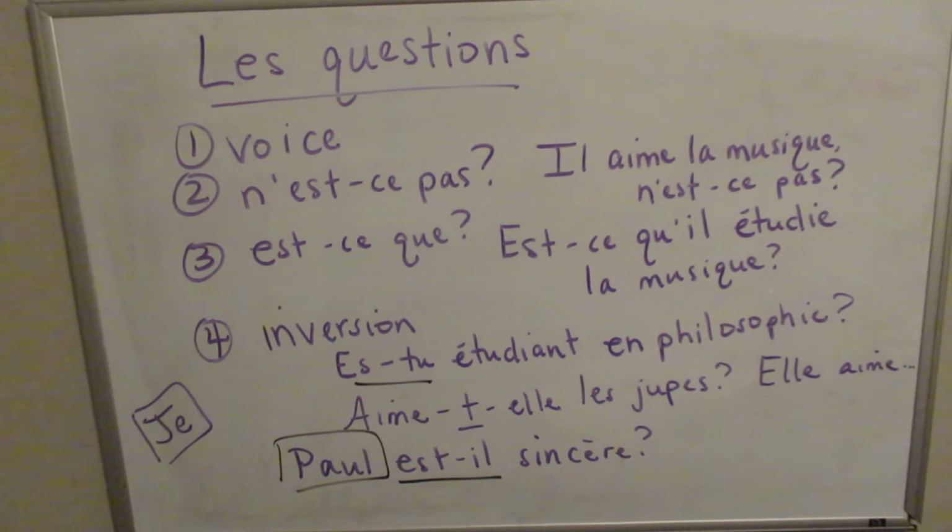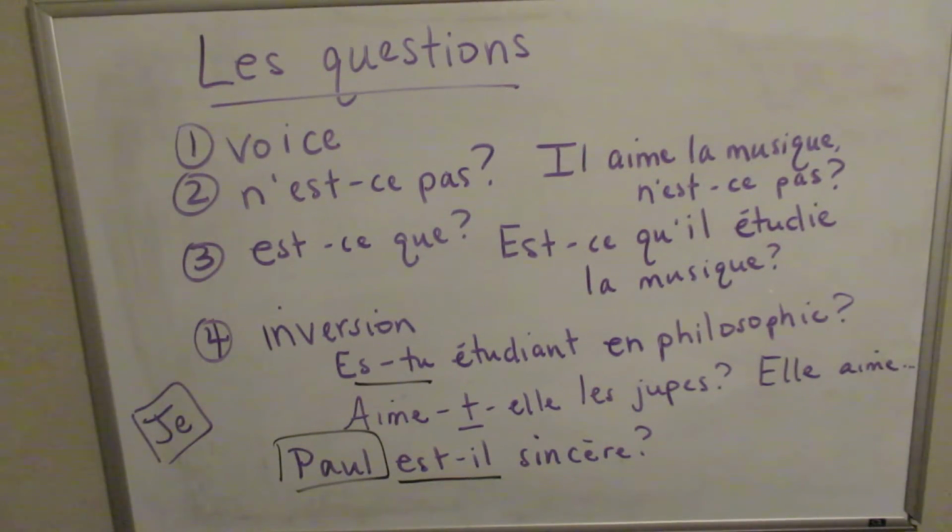The final way to ask a question in French is using something called inversion, where we're actually changing the word order of my statement to make a question. For example, we have es-tu étudiant en philosophie? So es-tu, are you, instead of tu es étudiant. So I could use my voice and say, tu es étudiant en philosophie? I've asked my question using my voice. Or I could say, tu es étudiant en philosophie, n'est-ce pas?